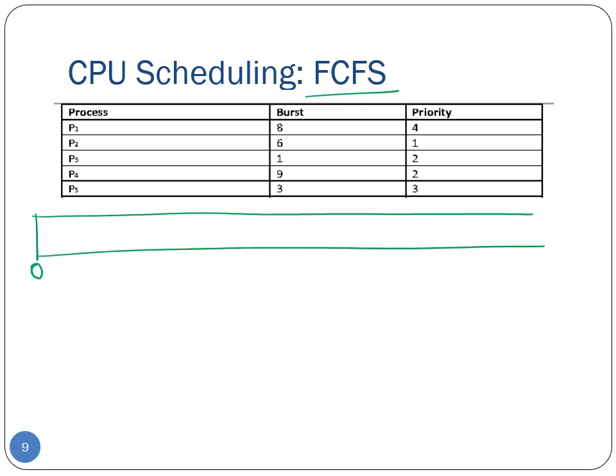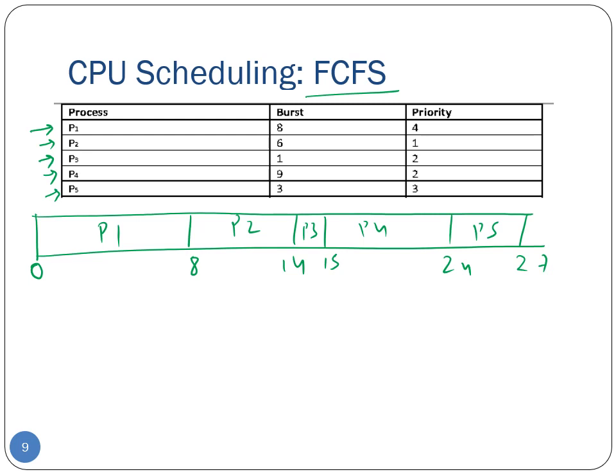Let's say this is time 0. First P1 arrives, so P1 would be scheduled and it will finish somewhere here at time 8. After this, P2 would be scheduled. It will run for 6 time units, so 8 plus 6, it will run until 14 over here. Then P3, it would run for just 1 time unit, so this was P2, this is P3, which will finish at 15. Then P4 will be scheduled. It will start here and go all the way to 24, and finally P5 will run for 3 time units and it will end somewhere here, let's say 27.